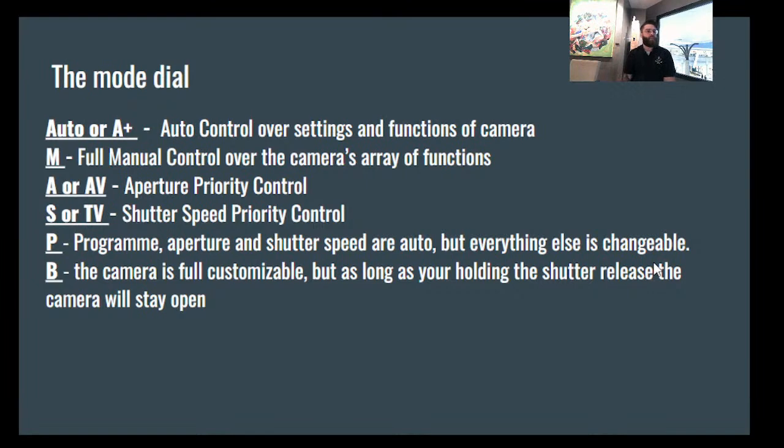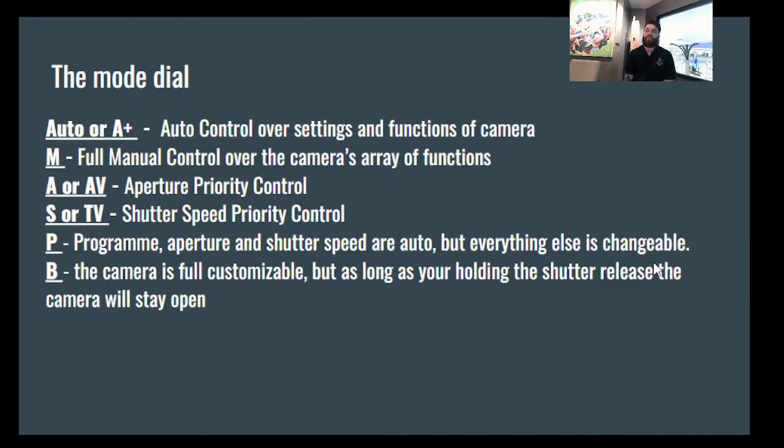And then going back into it again: A, auto control over settings and functions of the camera. M, full manual control over the camera's array of functions. A or AV, aperture priority control. S or TV, shutter speed priority control. P is program, where aperture and shutter are auto, but everything else is changeable. And then B, the camera is fully customizable, but as long as you're holding the shutter release, the camera will stay open. This changes for some people, but from when I was learning how to use a camera, it's bulb.